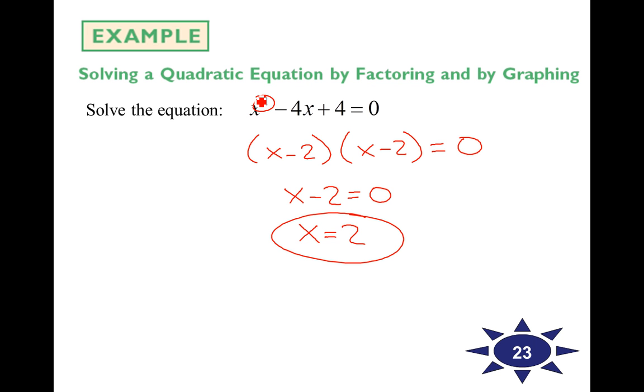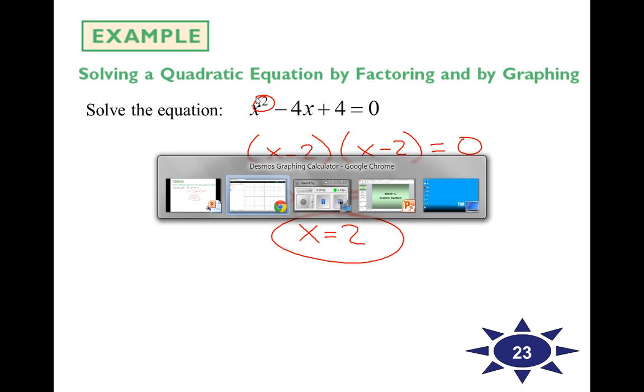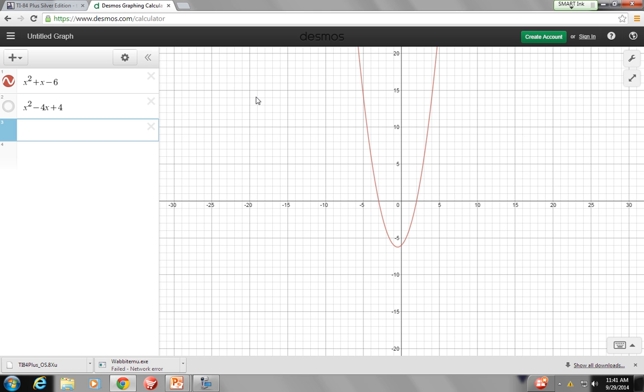But what's going on here? Since that 2 is repeating, we only have one solution. We can see that graphically if we go to our graph here. This is the graph of x squared minus 4x plus 4. You'll see here it doesn't cross the x-axis, it just touches it.